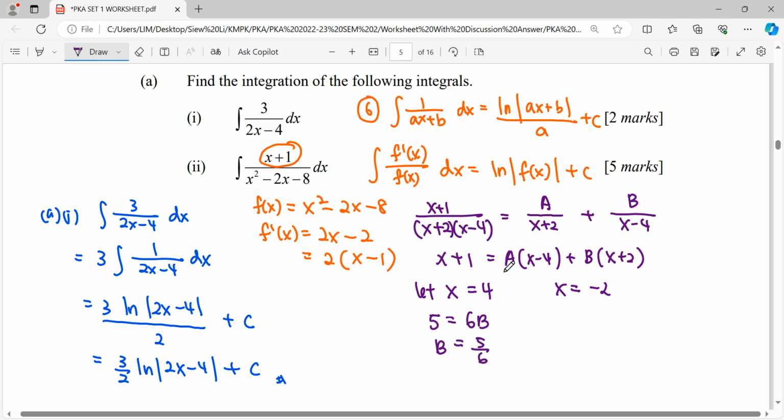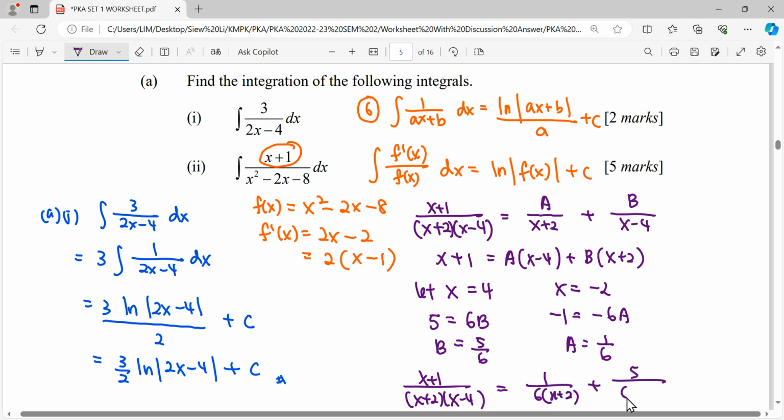Again, substitute negative 2 into the equation. We get negative 6a, so a will be 1 over 6. Then we rewrite our fraction in partial fraction form, where a is 1 over 6 and b is 5 over 6.